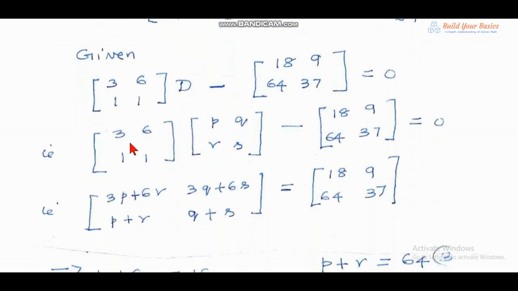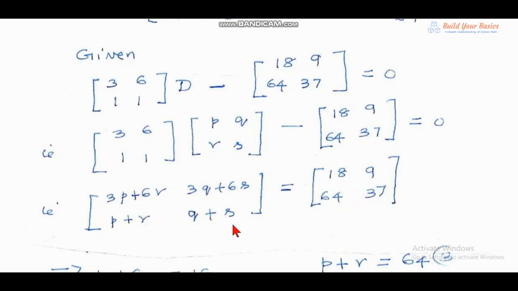So multiply the two matrices. 3P plus 6R, 3Q plus 6S. First row over. 1P plus 1R, that is P plus R. 1Q plus 1S, that is Q plus S. We have multiplied the two matrices. And minus of this matrix is equal to null matrix. You take it to the other side, that is equal to [18, 9; 64, 37].